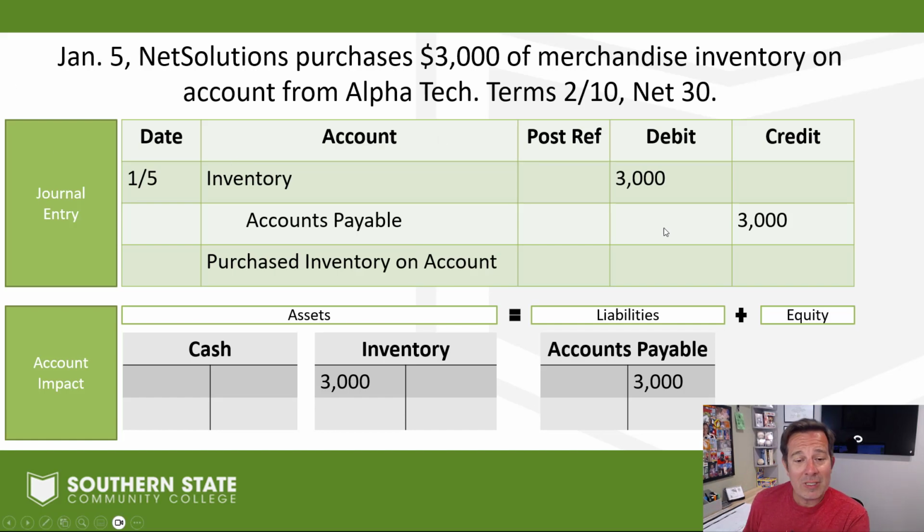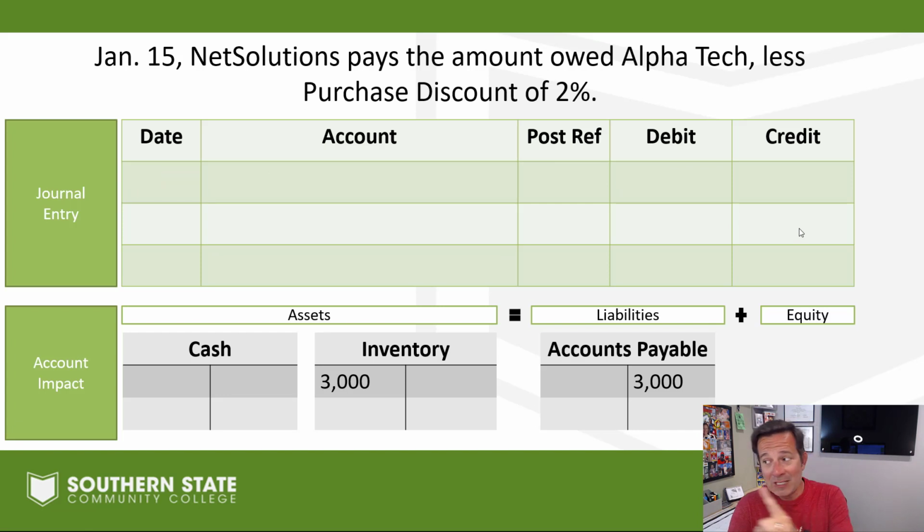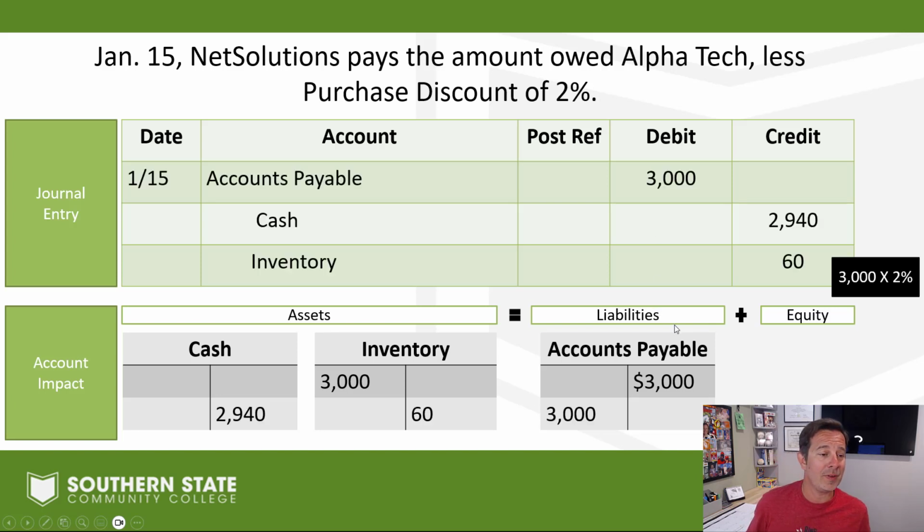Inventory goes up, accounts payable goes up, just like we saw before. Nothing special up to this point. But 10 days down the road, Net Solutions pays the amount owed less the discount. All right, we owed $3,000. We're not going to pay $3,000. We're going to pay the amount we owed, $3,000 minus a 2% discount. And so we're literally going to take $3,000, multiply it by 2% to get our discount.